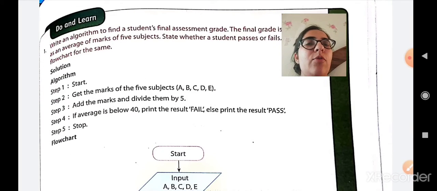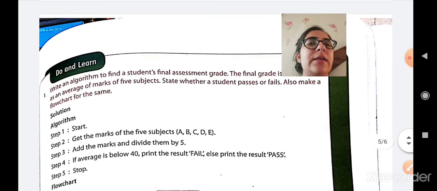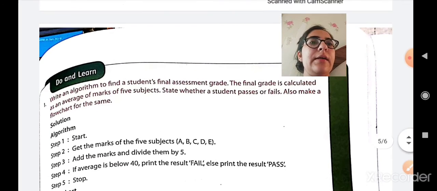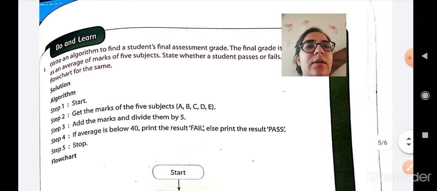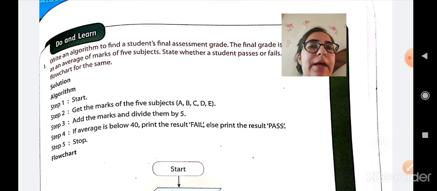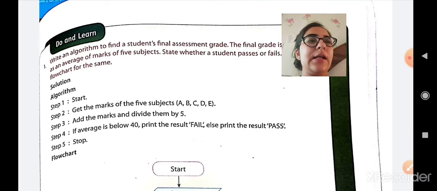Now let us see one more example, that is a do and learn activity. Write an algorithm to find a student's final assessment grade. The final grade is calculated as an average of marks of 5 subjects. State whether a student passes or fails. Also make a flowchart for the same. So first we have to write the algorithm, and then we have to also prepare a flowchart. So first let us see an algorithm.